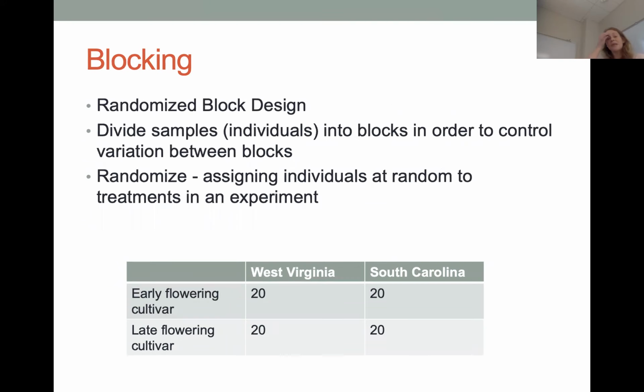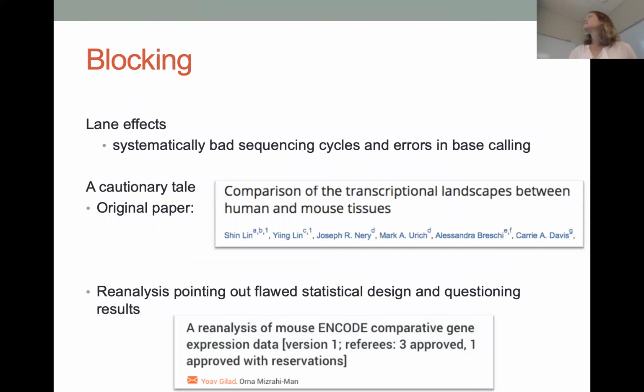I want to talk a little bit about blocking, which hopefully most of you have had some experimental design before now, and this shouldn't be too unfamiliar. But when you're setting up an experiment, you often want to do randomized block design. That's the typical approach. You divide your samples into blocks in order to control variation between the blocks and randomize assignment of those samples to the blocks. This all sounds familiar, right? Everybody feels pretty good about that? Okay. On the sequencing side, you can also have blocking effects that you need to worry about.